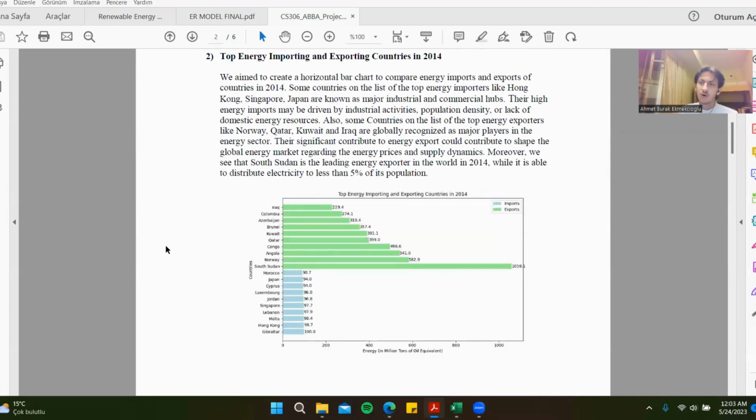Other countries in exports include Iraq, Azerbaijan, Kuwait, and Qatar, which are normal to see since they export oil, natural gas, and coal to other countries. So it was expected to see them in this table. The energy importing countries are Hong Kong, Gibraltar, Malta, Jordan, and Luxembourg. These countries import energy since they don't have the means, the opportunity, or the reserves for energy production, so they import energy from outside.